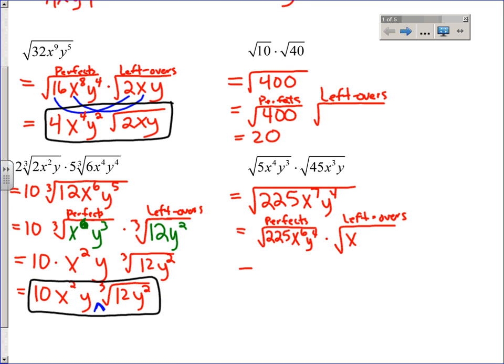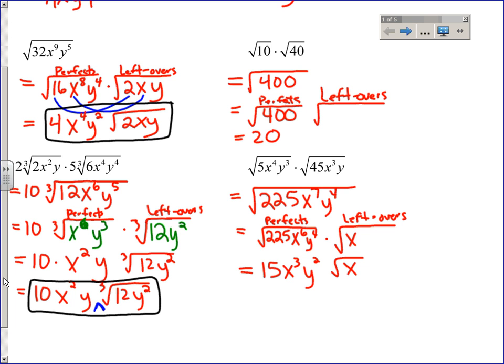And then we do, as we did on the other examples, the square roots in the perfects all come out even. So the square root of 225 is 15. The square root of x to the 6th is x cubed. The square root of y to the 4th is y squared, and then tag on your leftovers.